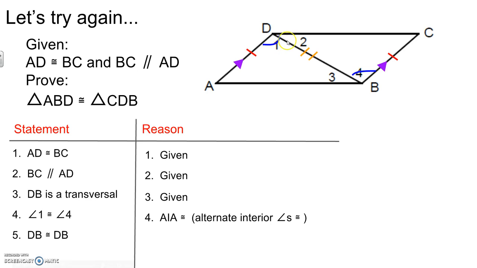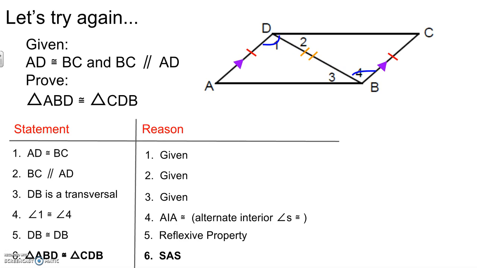We also know that DB is congruent to itself. Recall that is the reflexive property. So here in my one triangle, I have a side angle side, and in the other triangle I have a side angle and another side. It's a shared side in both triangles. So triangle ABD is congruent to triangle CDB.